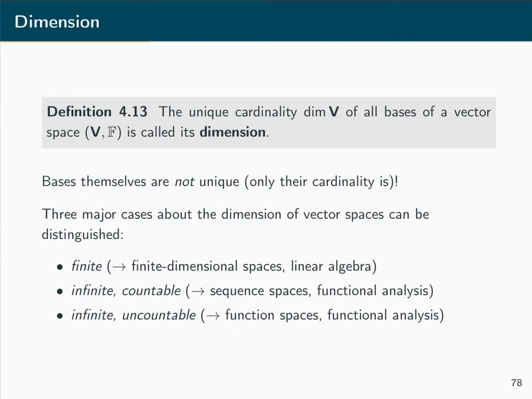The second class is where the dimension is actually infinite but countable. This leads us to sequence spaces that we have already seen before, which is the subject of functional analysis. And the third class is where the dimension is also infinite but uncountable, which leads to function spaces, and that's also the subject of functional analysis.